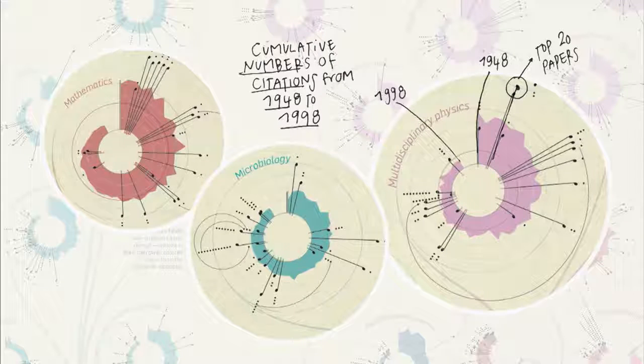So we built these circular scores for each of the selected disciplines, with a circular time span from 1948 to 1998, and we highlighted the top 20 papers per discipline, so the papers that got quoted the most over time, and we represented them as musical notes positioned on the circle according to the year the paper was published.